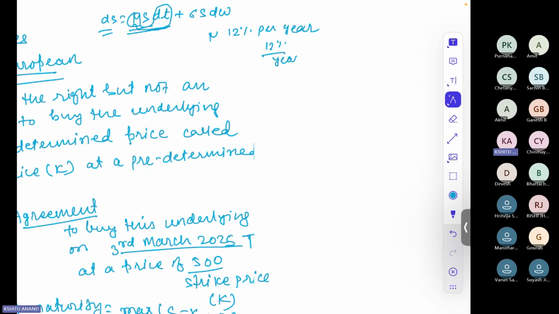Your dS is in currency. For example, it may be in INR or dollars. That means this term and this term should also be in that currency, INR. Because as you already know, if this thing is in a particular unit, then this thing should be in that unit, and this thing also should be in that unit. If it is in meters, this should also be in meters, and this should also be in meters.